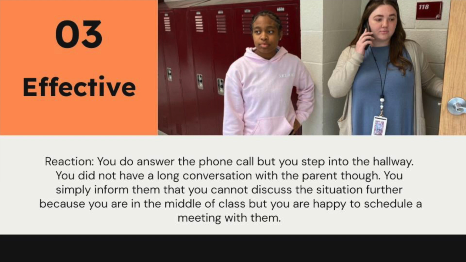This is effective because by stepping into the hall to continue the conversation, you are removing the distraction from the room. This can help to keep the whole class focused. You are addressing the parent in the situation to let them know that you do care about the parent's feelings and you would like to discuss the situation further. Now the parent knows you wish to include them, but you are unable to do so at the moment because you are in the middle of class.